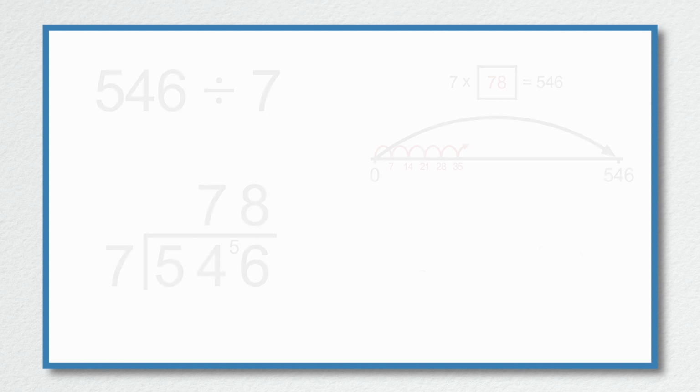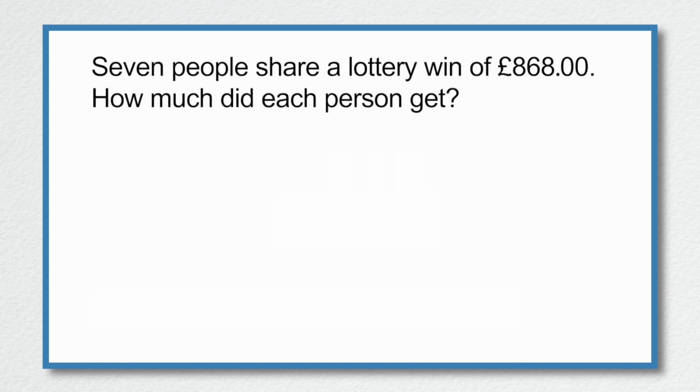2 more questions. These are going to be wordy ones. 7 people share a lottery win of £868. How much did each person get? So we're going to do the calculation 868 divided by 7. So we set out the problem and work our way through, working from left to right.